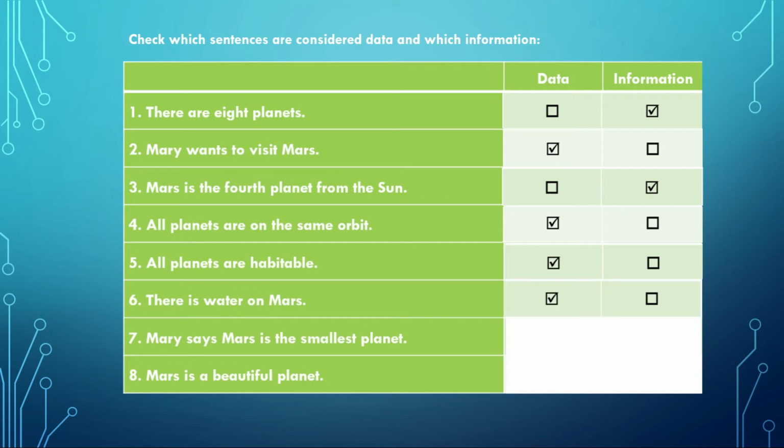It's data. Mary says Mars is the smallest planet. Is it data or information? It's data. Mars is a beautiful planet. Is it data or information? It's basically data.